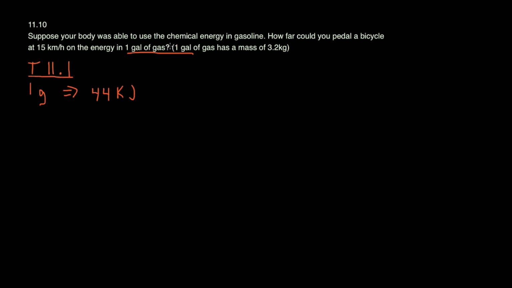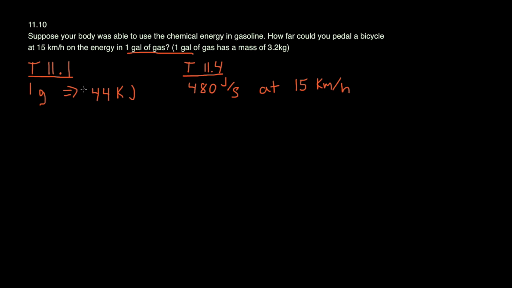The second question we need to ask is, how much energy does our body use to pedal a bicycle at 15 kilometers per hour? And so this is actually in table 11.4. And we're told that we use 480 joules per second, or 480 watts, at 15 kilometers per hour. Okay, so with this information, we should be able to solve the rest of the problem.